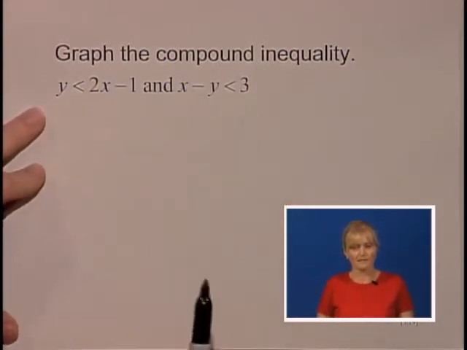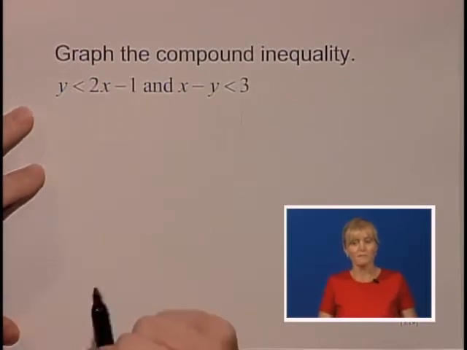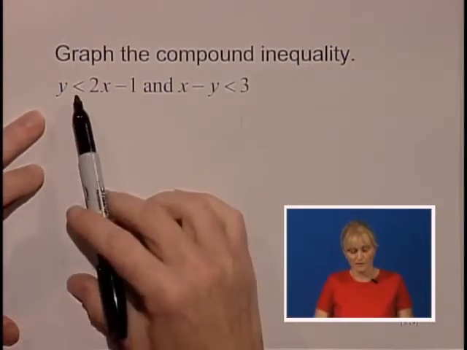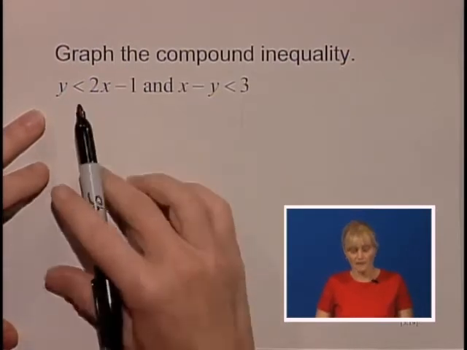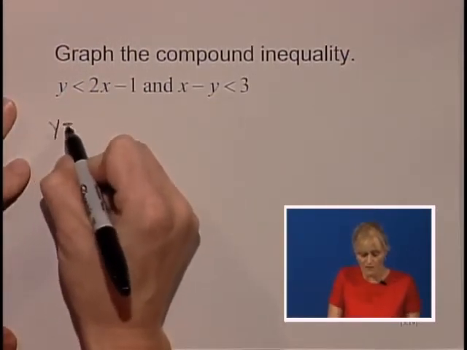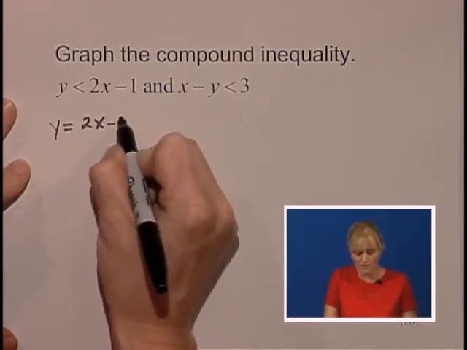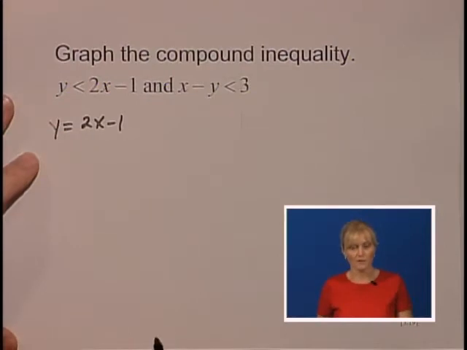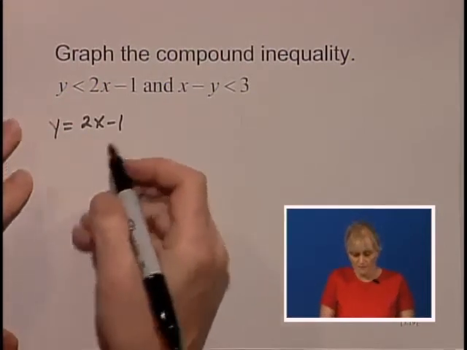We're going to start with the left-hand side and generate a boundary line for our inequality, and it's going to be a dashed boundary line because the inequality symbol does not contain the equal symbol. So we're going to graph this as y equals 2x minus 1. We're going to generate a couple of ordered pairs so that we can graph this.